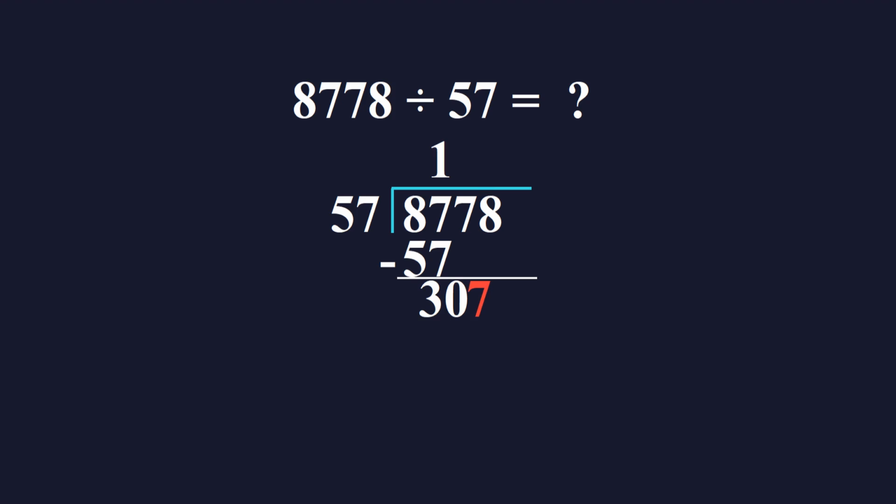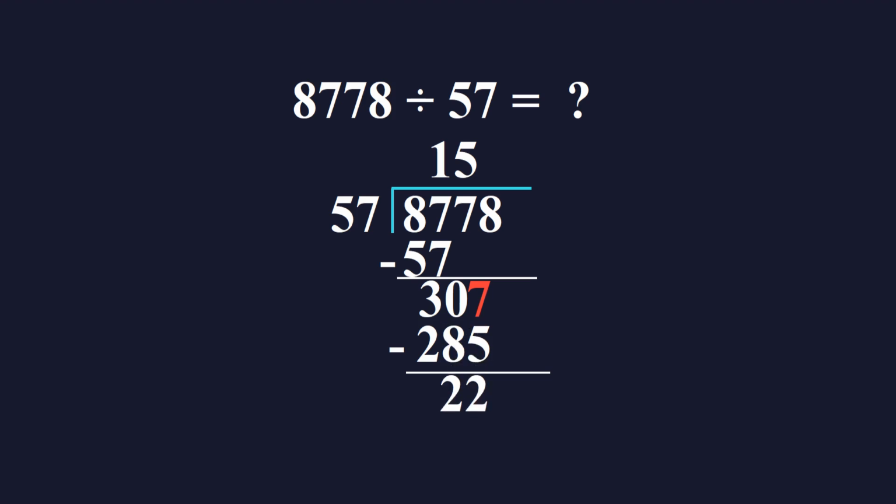307. How many 57 are in 307? The answer is 5. Now multiply 5 by 57, which gives us 285. Draw a line and subtract 307 minus 285, which leaves us with 22.